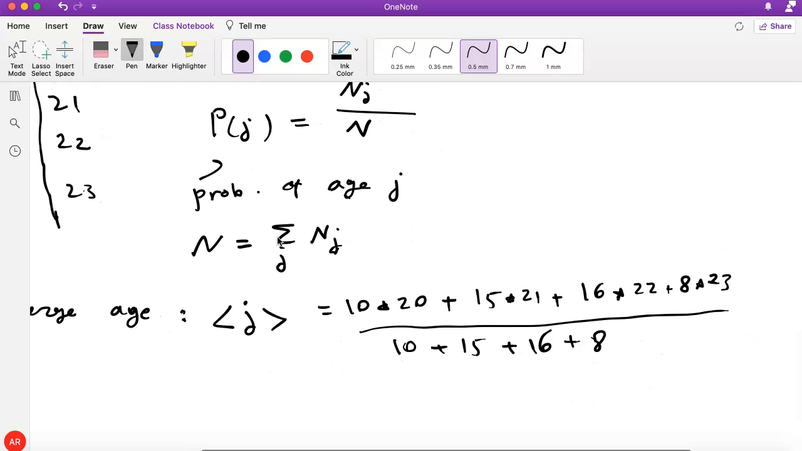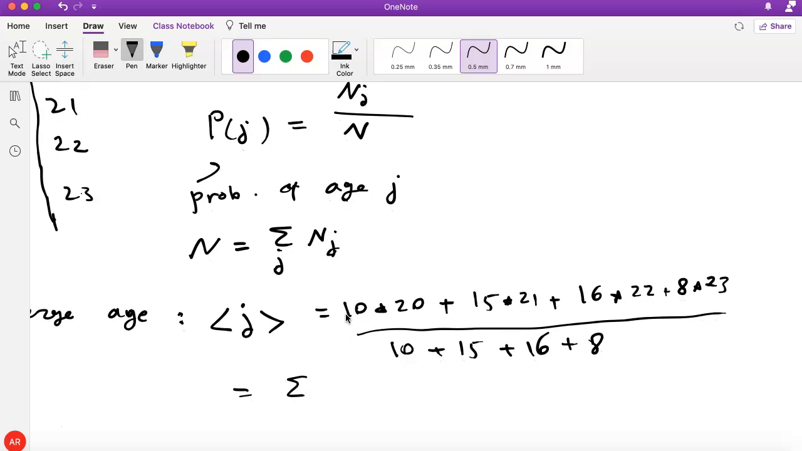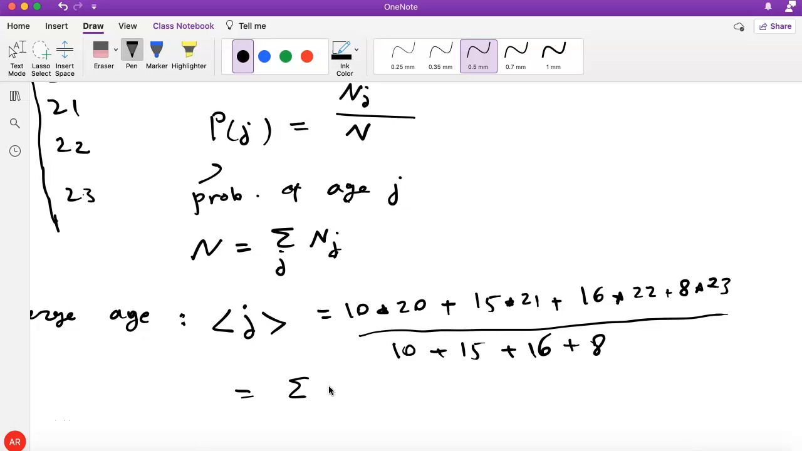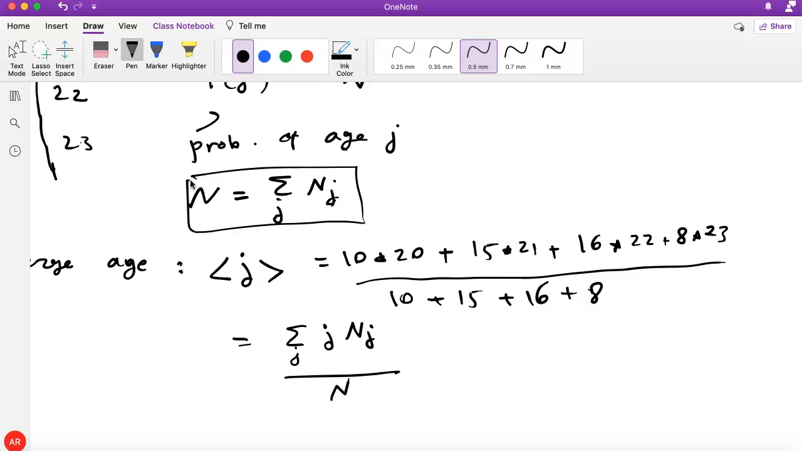So mathematically, in this notation, that's going to be the sum over j of j times nj, right? j is the age, these numbers 20, 21, 22, 23. nj is the number of folks who have that age. And then we divide it by N, which is also the number of students, which is a sum over j of nj.